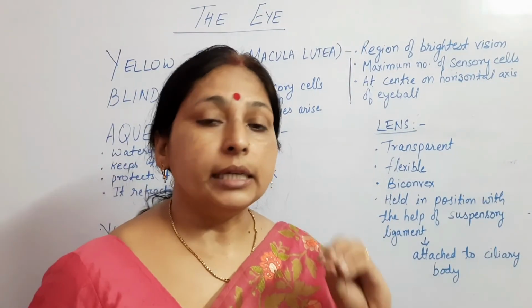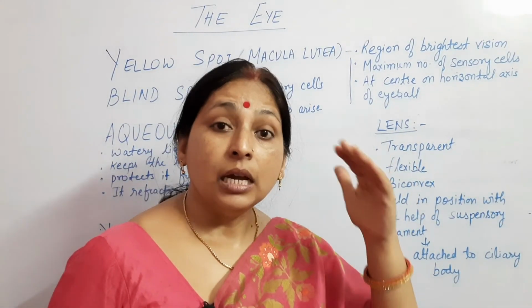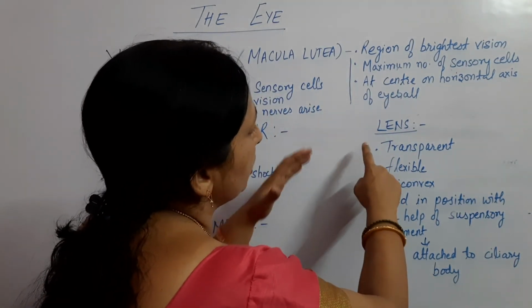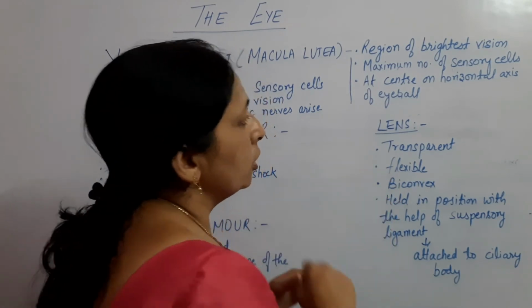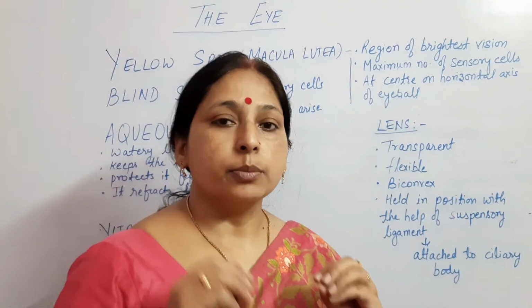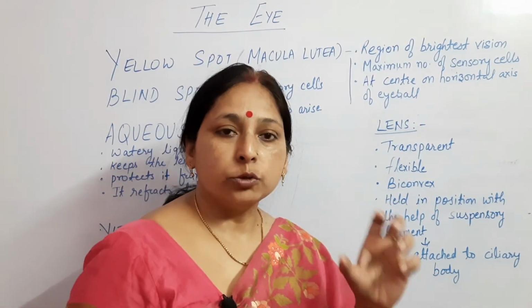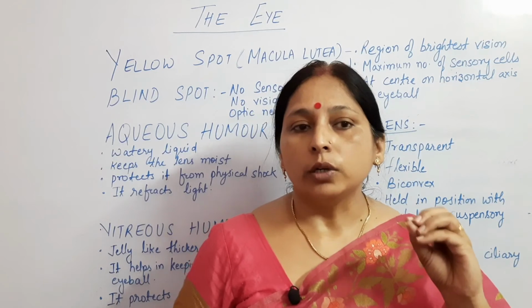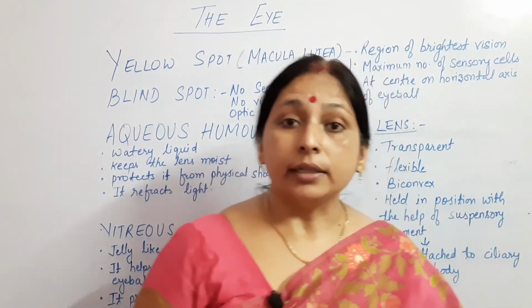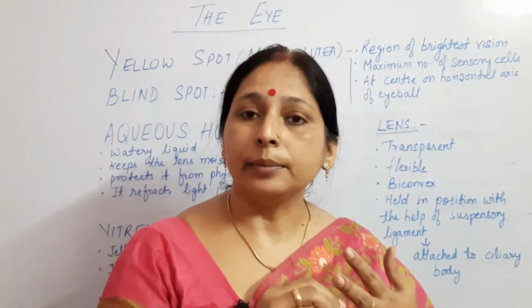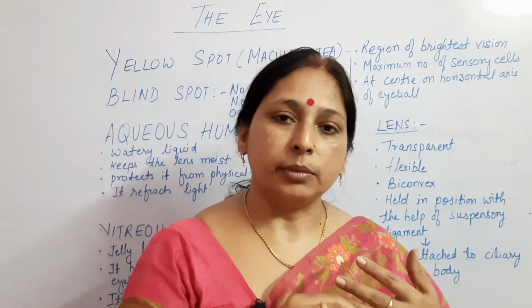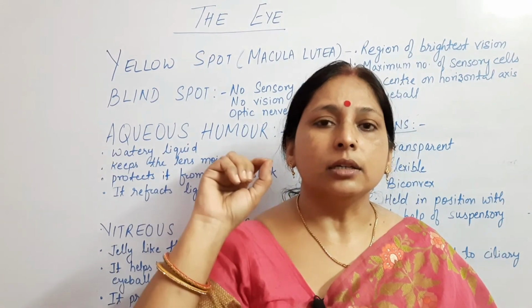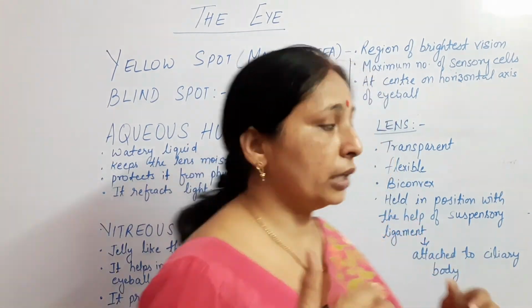And where is it located? It is located in the retina, at the center of the horizontal axis of the eyeball. About the yellow spot, this question is often asked: what is macula lutea, where is it, then you have to describe or write about that. It is the brightest vision area because of the maximum number of cells, and it is located at the center of the horizontal axis of the eyeball.